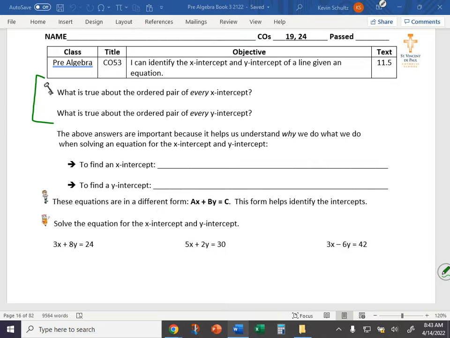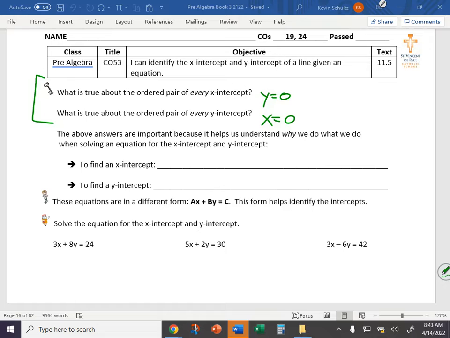What is true about the ordered pair of every x-intercept? Y is equal to 0. And similarly, what is true about the ordered pair of every y-intercept? X is equal to 0.